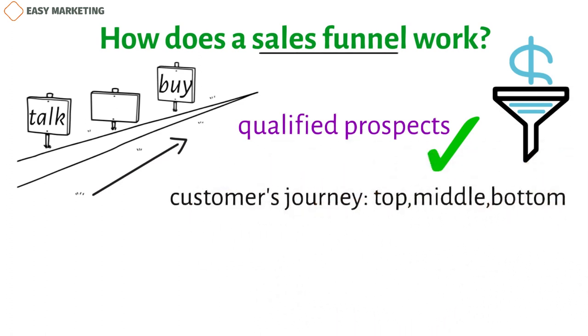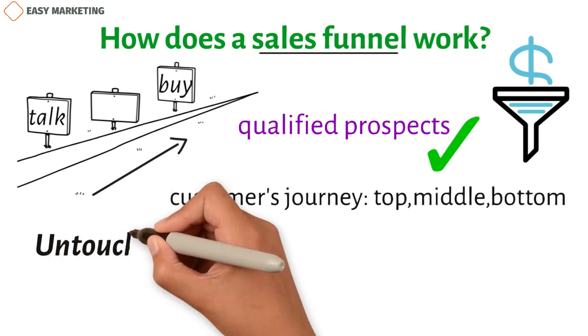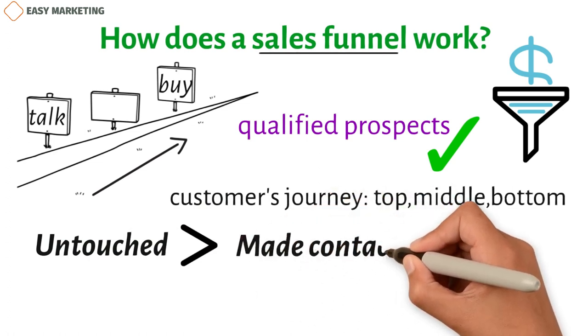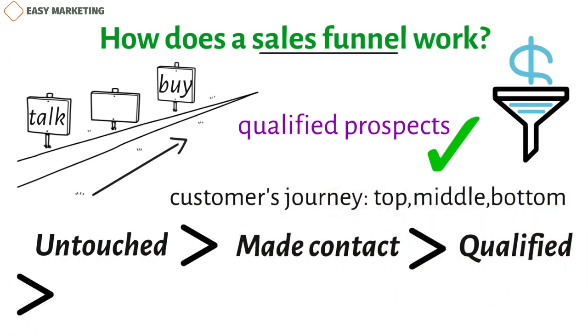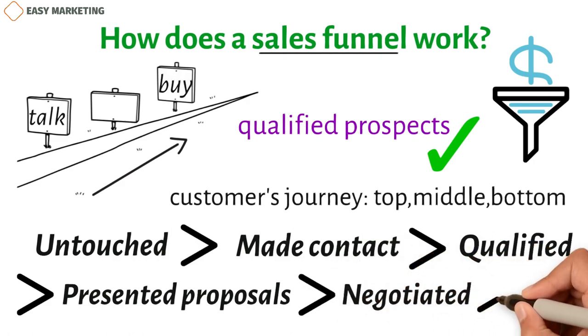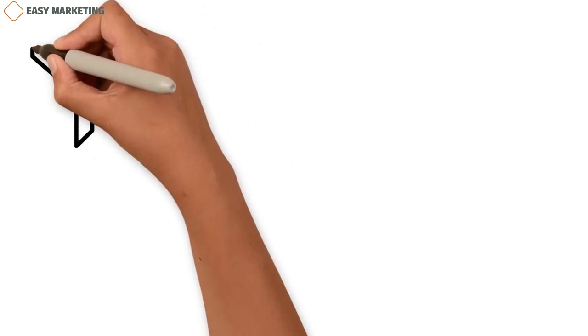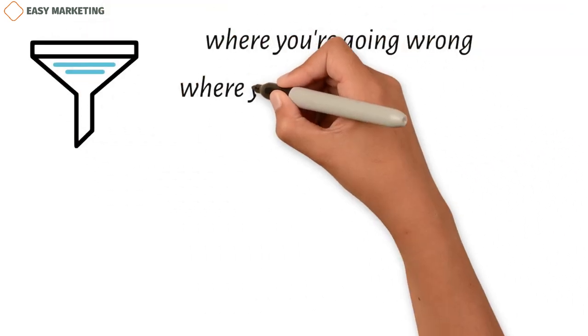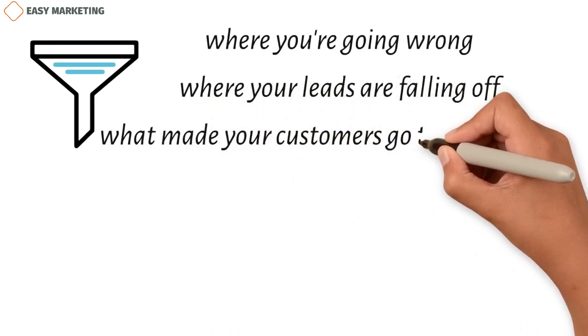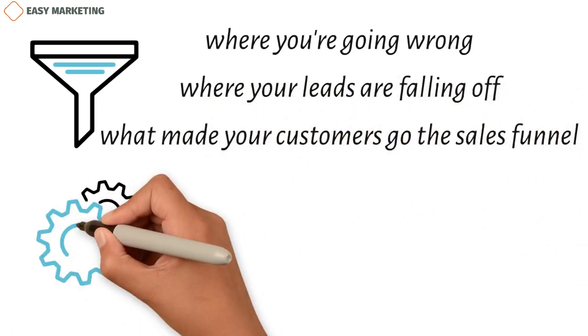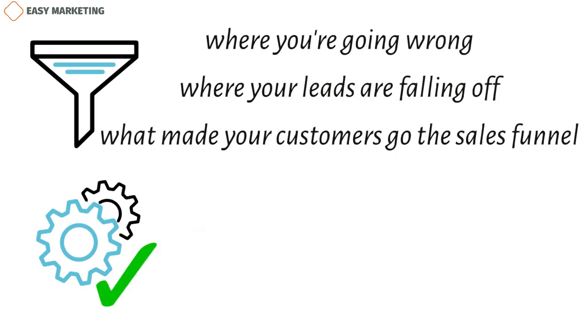The stages of a customer's journey, which can be broken up into three parts, top, middle, and bottom, are directly linked to a sales funnel. The structure of the sales funnel shows the steps that prospects take. Untouched, made contact, leads, qualified, presented proposal, negotiated, won. Studying your sales funnel can help you figure out where you're going wrong when you're prospecting, where your leads are falling off, and what made your current customers go all the way through the sales funnel. Optimizing your sales funnel can help you reach your sales goals right away and in the long run.